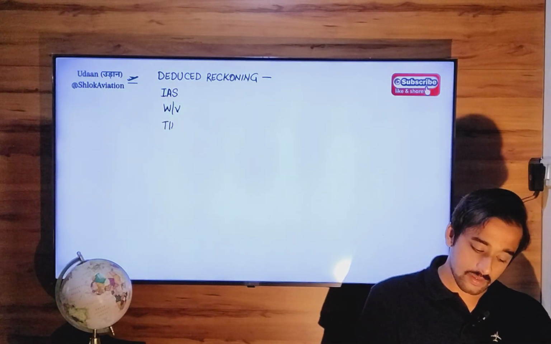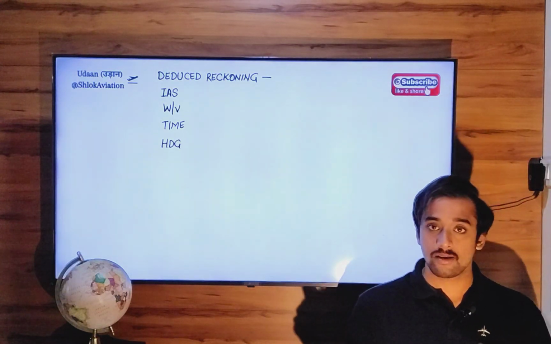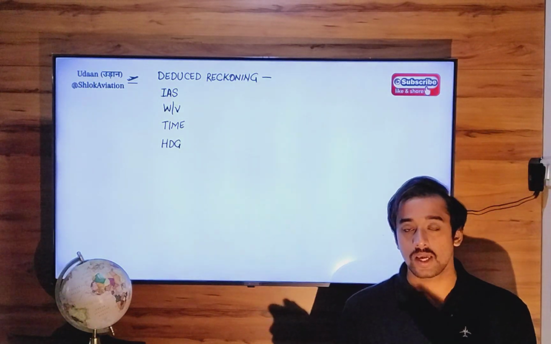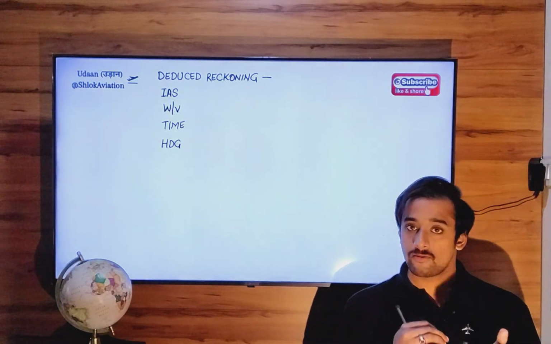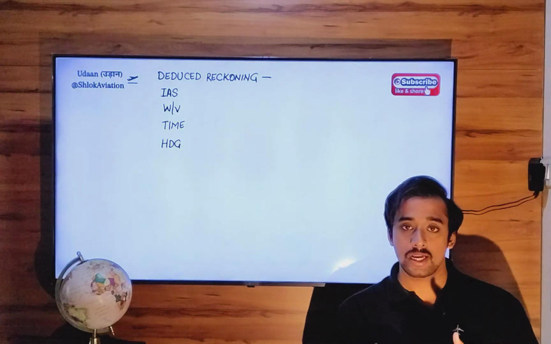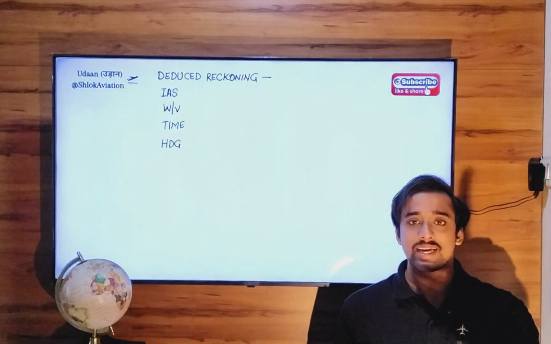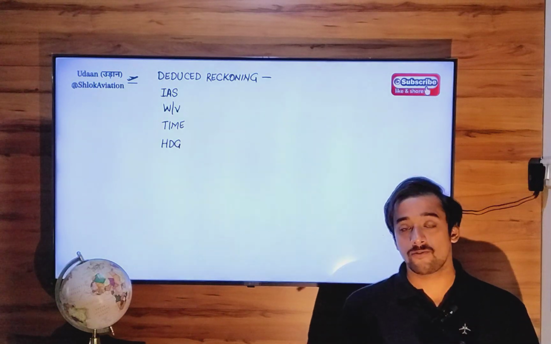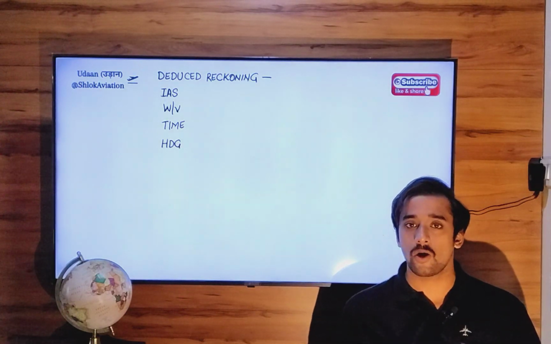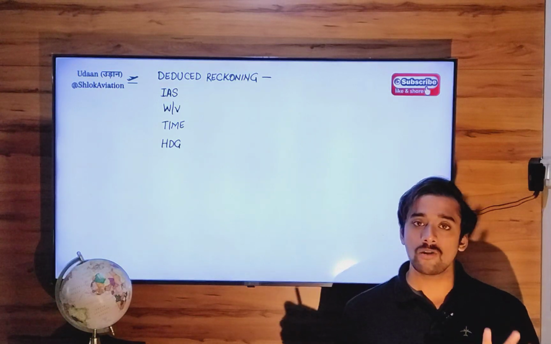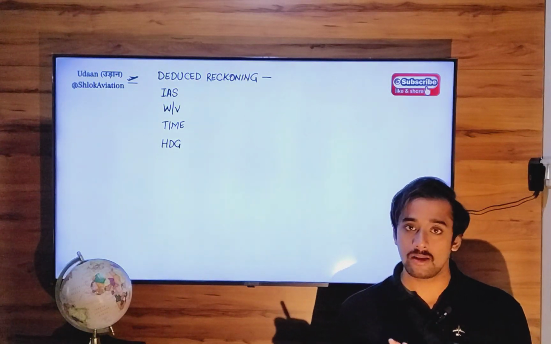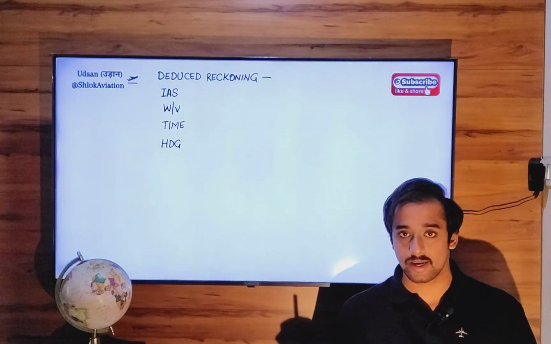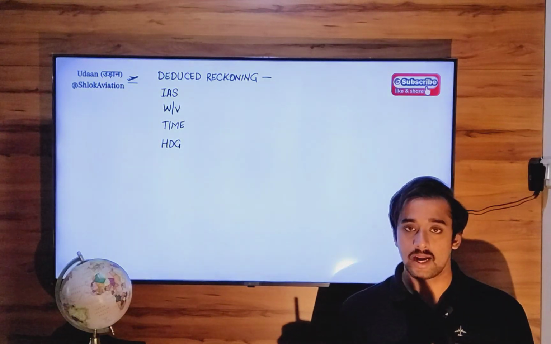time, heading of your aircraft. Okay, and combining these elements in your CX3, you will come to know when you are expected to reach your next significant point or any next point. Okay, so if you have flown during a CPL training, or if you are yet to fly, we always do a cross country planning before we go on to a cross country flight.